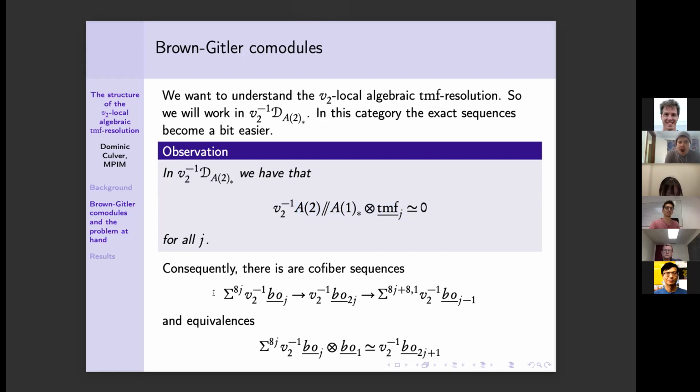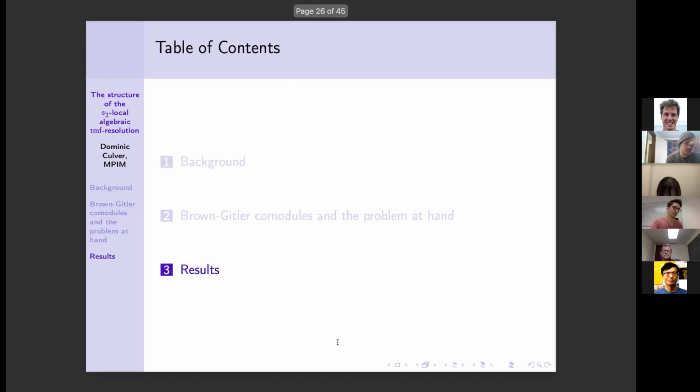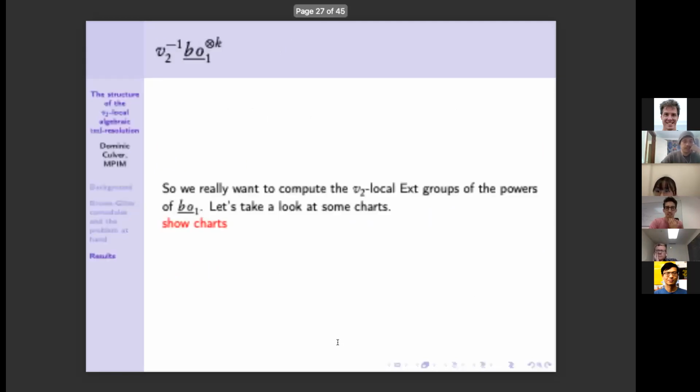So the longer exact sequence just becomes a cofiber sequence now, and it looks like this. This is telling us that the BO2J is going to be made out of the jth and the (J minus first) guy shifted around. And in the odd case, you just take the jth guy and tensor it with BO1. All right, I hope I'm not going too fast. Okay, so now that's all of the characters here.